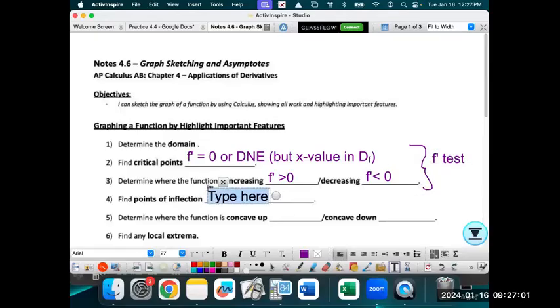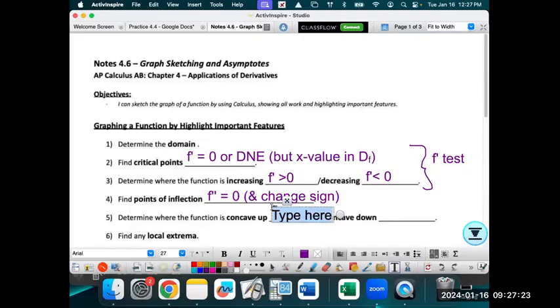Points of inflection, where did those occur? Where second derivative equals 0 and changes sign. Because remember, points of inflection are where the concavity changes. And if you don't have the sign change, then it's not a point of inflection.